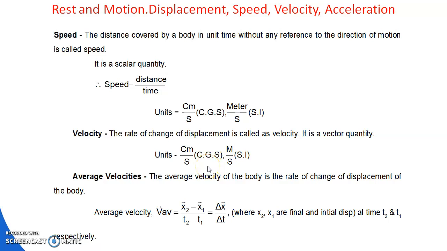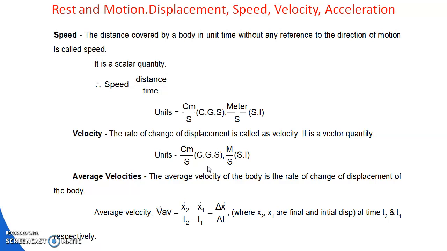So we have already discussed rest, motion, distance, and displacement. Distance is a scalar quantity, displacement is a vector quantity. Then what is the next concept? When the body is moving from one place to another place, it must move with a speed. So the next concept is speed.